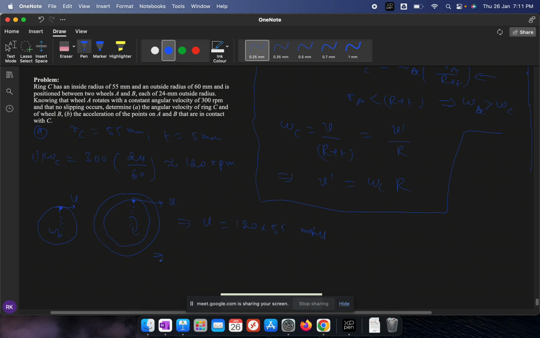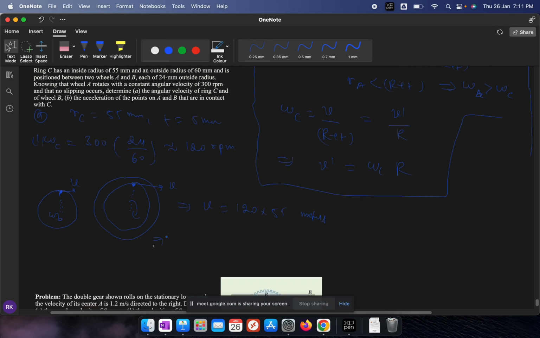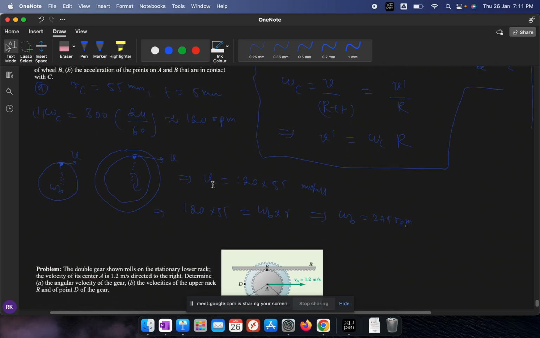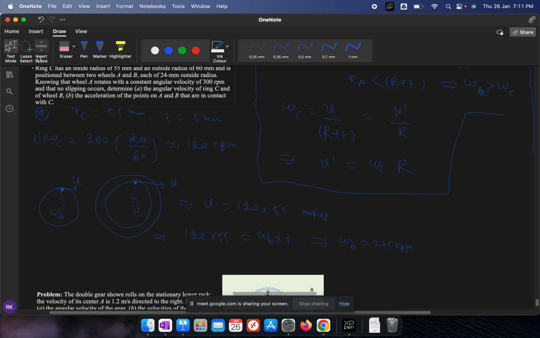Okay, now substitute this V here. So 120 into 55 equal to what? Omega B into R, right? Yeah, so from here you will get omega B equal to 275 rpm. Okay, now we have to find the acceleration. Is there any problem here? It is very clear cut.